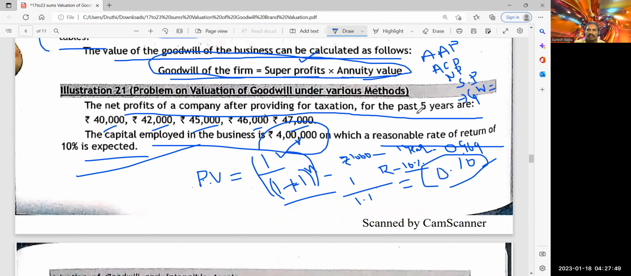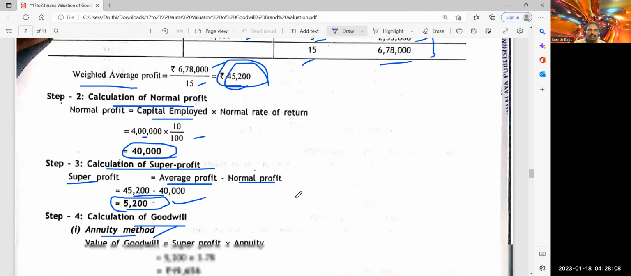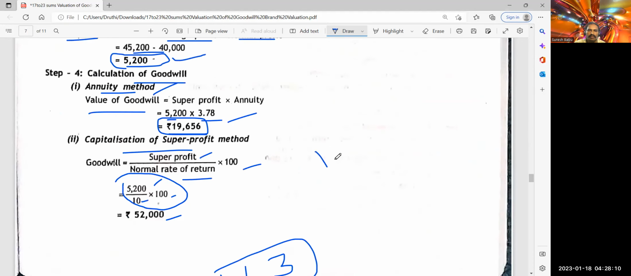Right? So that is for 5 years same. 40,000 into 3, 42,000 into 3. So you multiply. Even capital employed 4 lakh into 3, 12 lakhs, right? Reasonable rate of return is 10%, let it be same. Okay, don't change. That is what the homework sum. Right? Do the homework sum. Don't say, I am not aware.